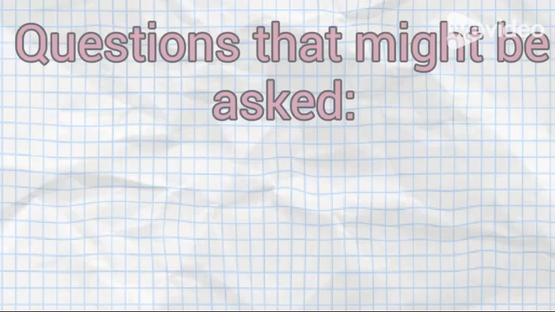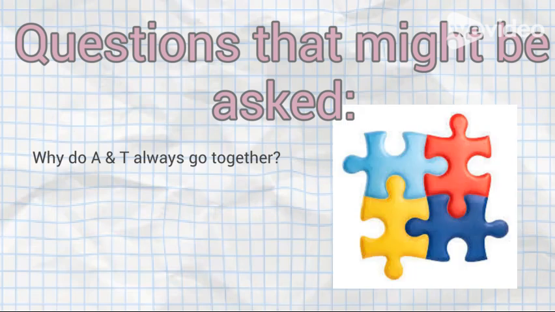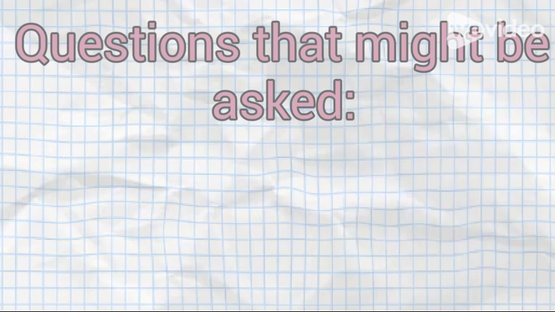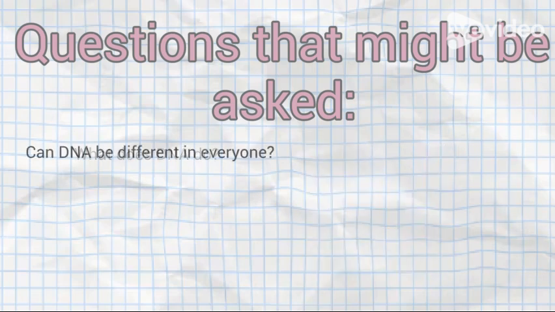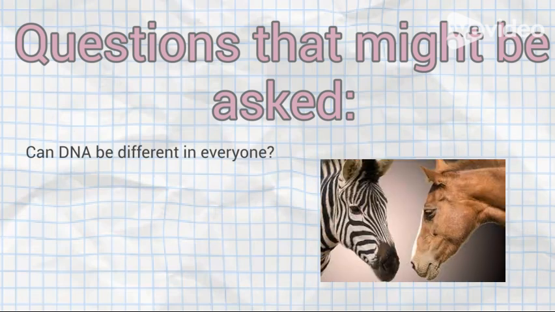Questions people might ask. Why do A and T always go together? Because they form exactly two hydrogen bonds, just like puzzle pieces that only fit with each other. What does DNA do? It holds the instructions for building proteins, which make up everything in your body, from muscles to enzymes. Can DNA be different in everyone? Yes. The order of base pairs, called a sequence, is what makes your DNA unique. That's your genetic code.